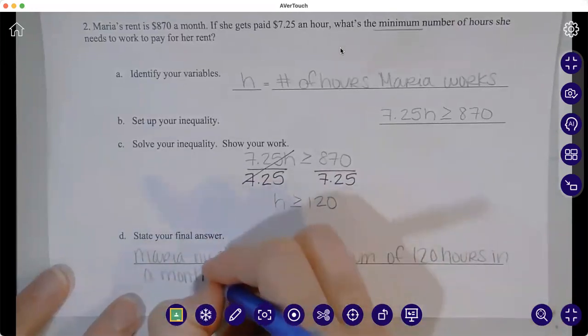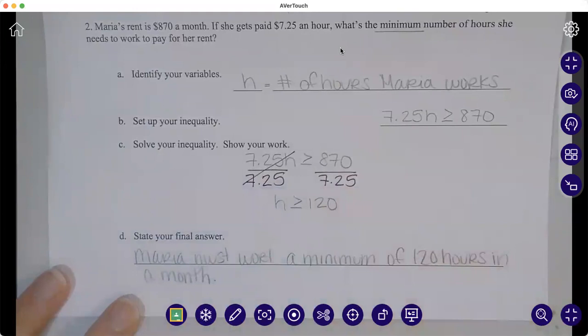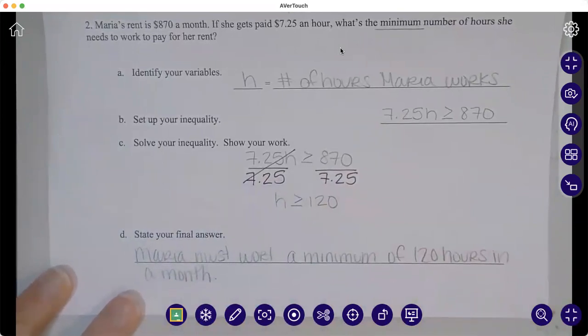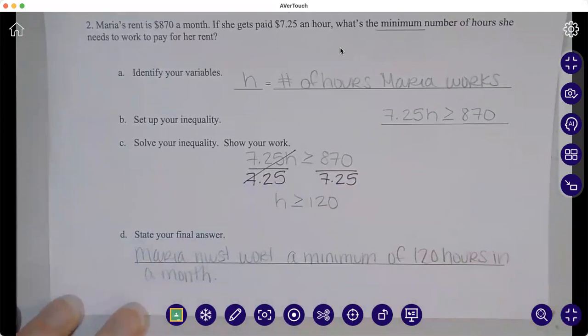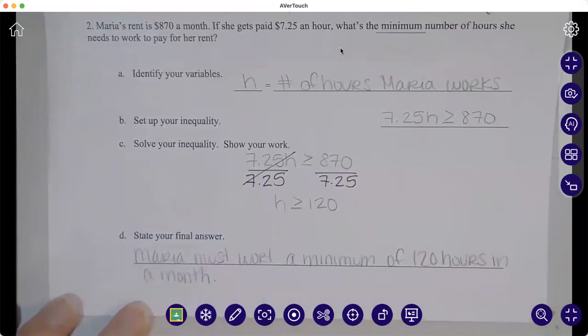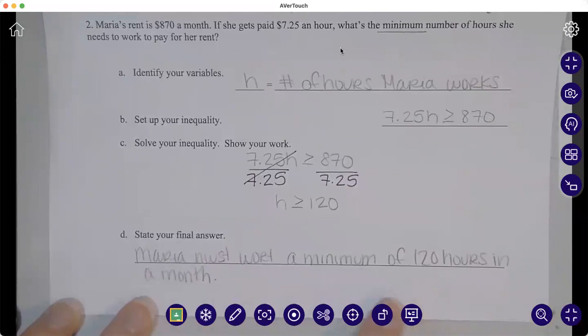Okay. Which 120 hours in a month is not too many. Okay, that's really only like 3 weeks of full time. Okay, but now in reality, does she need to work a lot more than that? Yes, because she needs to pay for utilities, food, and everything else. But based on this question, it just asks what is the minimum number of hours to just pay her rent. So she has to work 120 hours just to pay her rent.